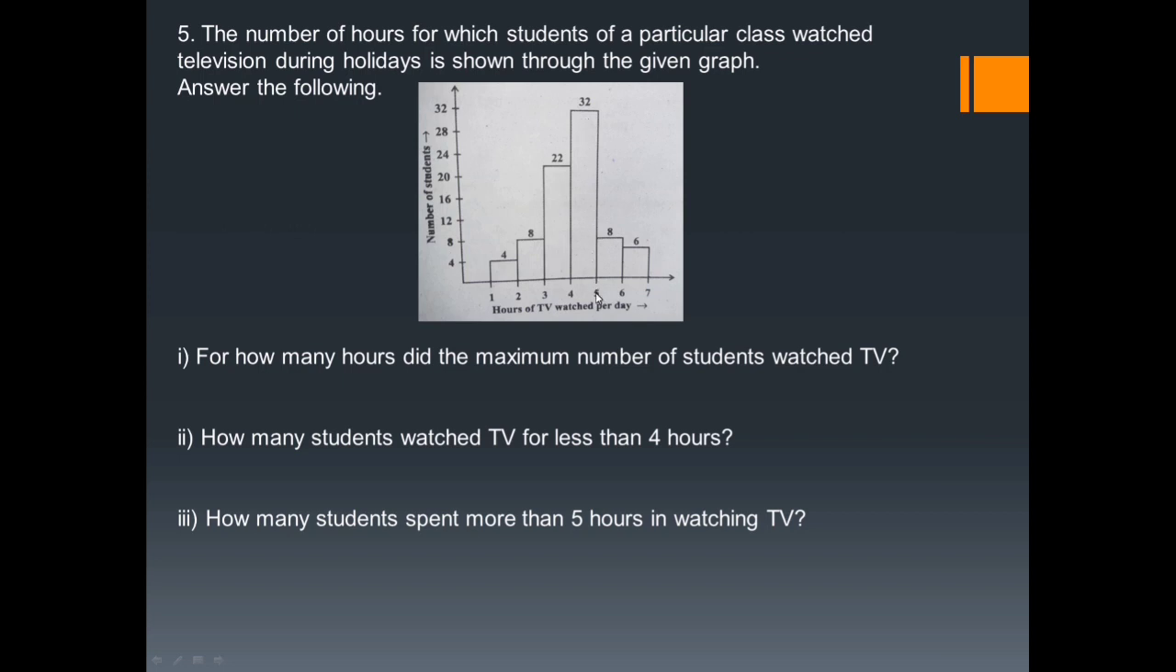This is 32 children watching TV for 4 to 5 hours, and here 8 children are watching 5 to 6 hours, and 6 children are watching 6 to 7 hours per day. Then according to that we have to answer these questions.